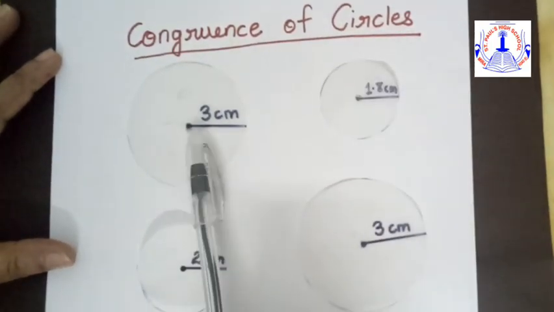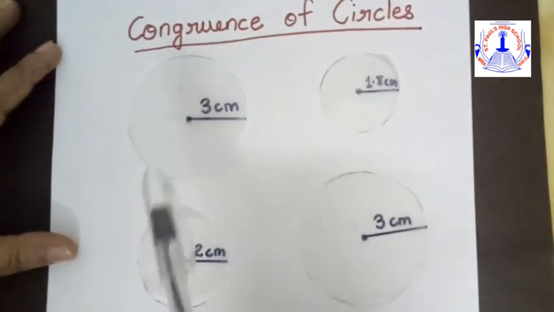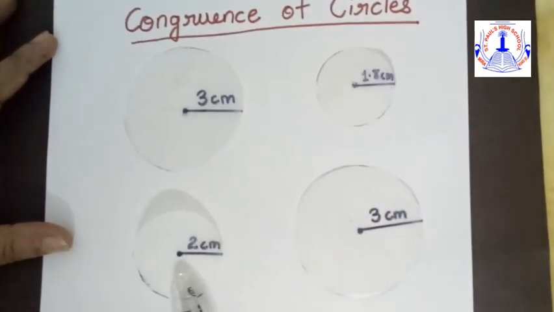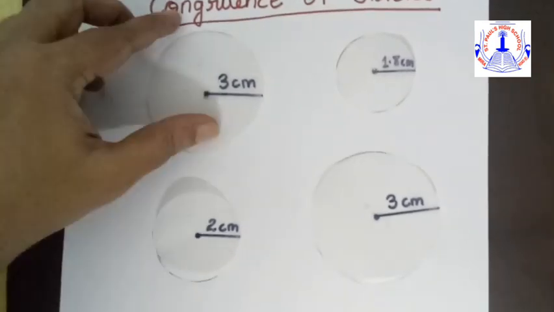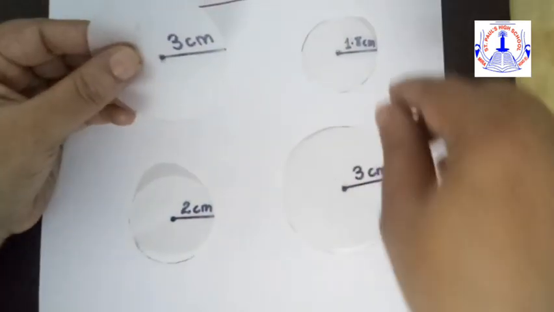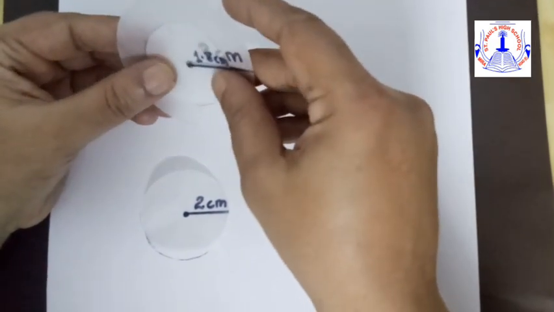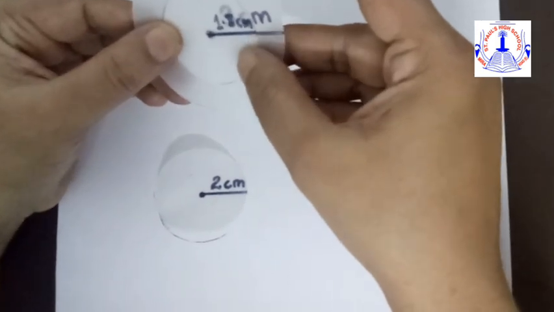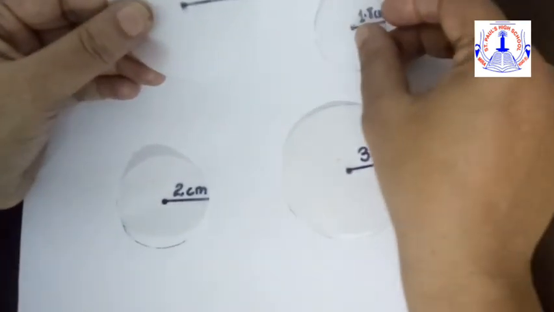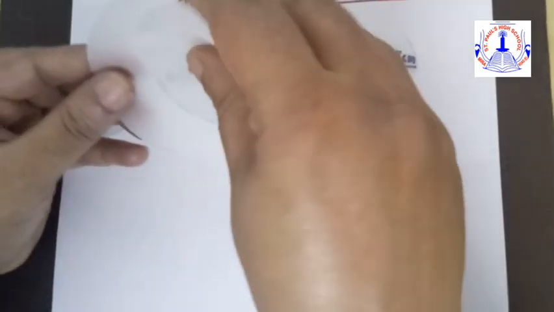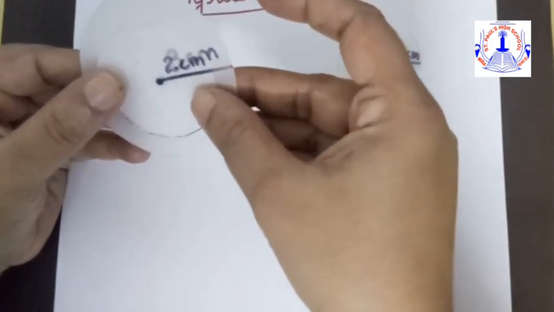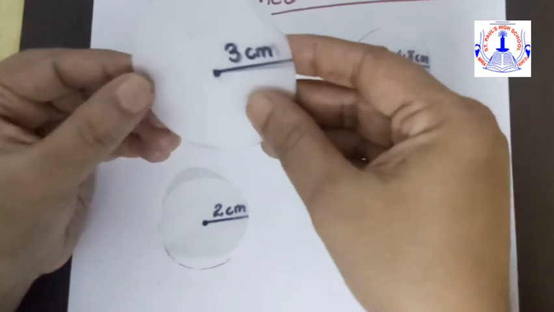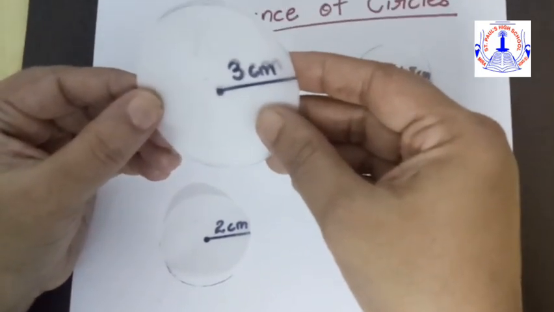Congruence of circles. Here you can see that four circles are given of different radii. One is of 3 cm, one is of 1.8 cm, the third one is 2 cm and then 3 cm. If I take the 3 cm circle and a 1.8 centimeter circle and place it on the bigger circle, both the circles are not coinciding with each other. Then I will take the 2 centimeter circle. This also is not coinciding with the 3 centimeter circle. Then I will take the other 3 centimeter circle and you can see that both circles coincide with each other.